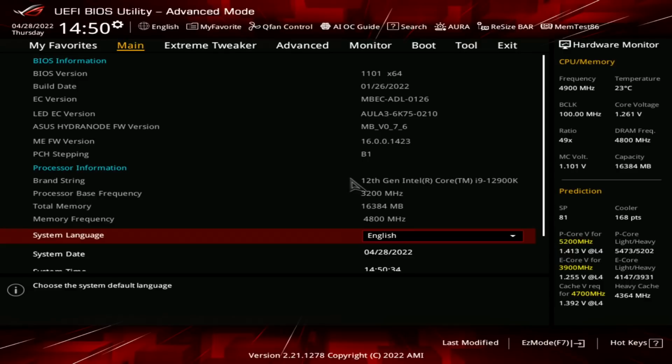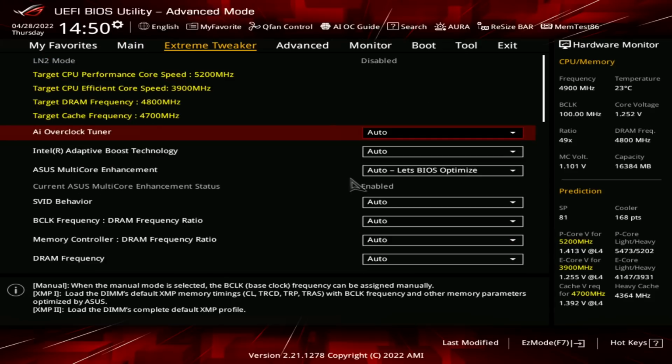Hi guys, Buildzoid here, and today we're going to be taking a look at SP ratings and some SP rating statistics for 12th gen Intel CPUs, mainly the 12900K and the 12600K. So first of all, what is the SP rating?